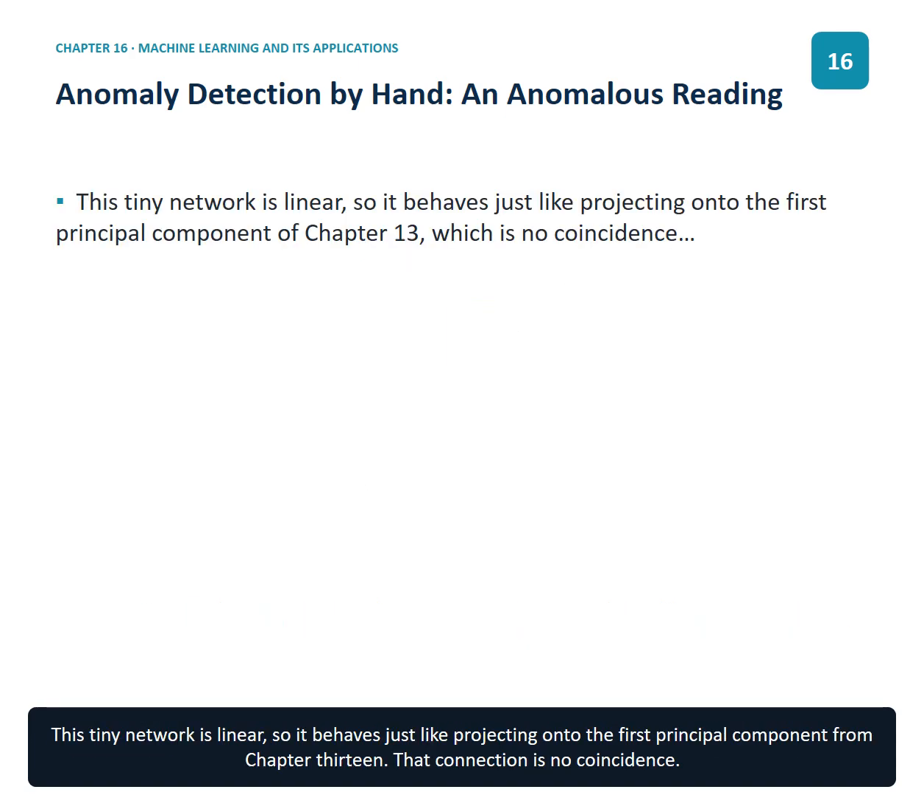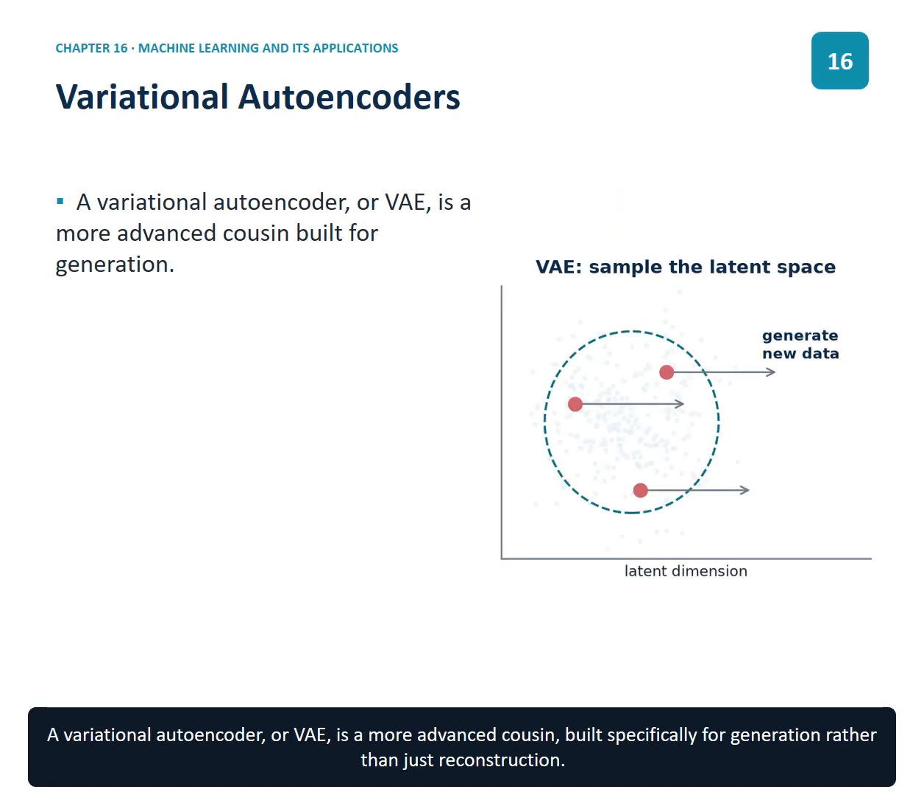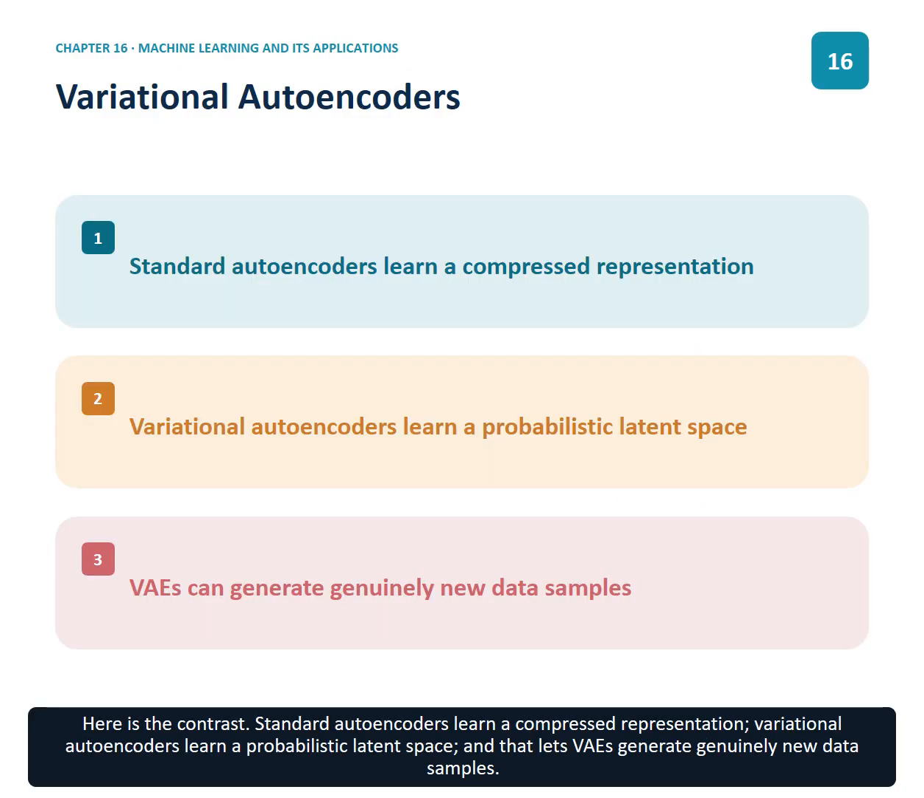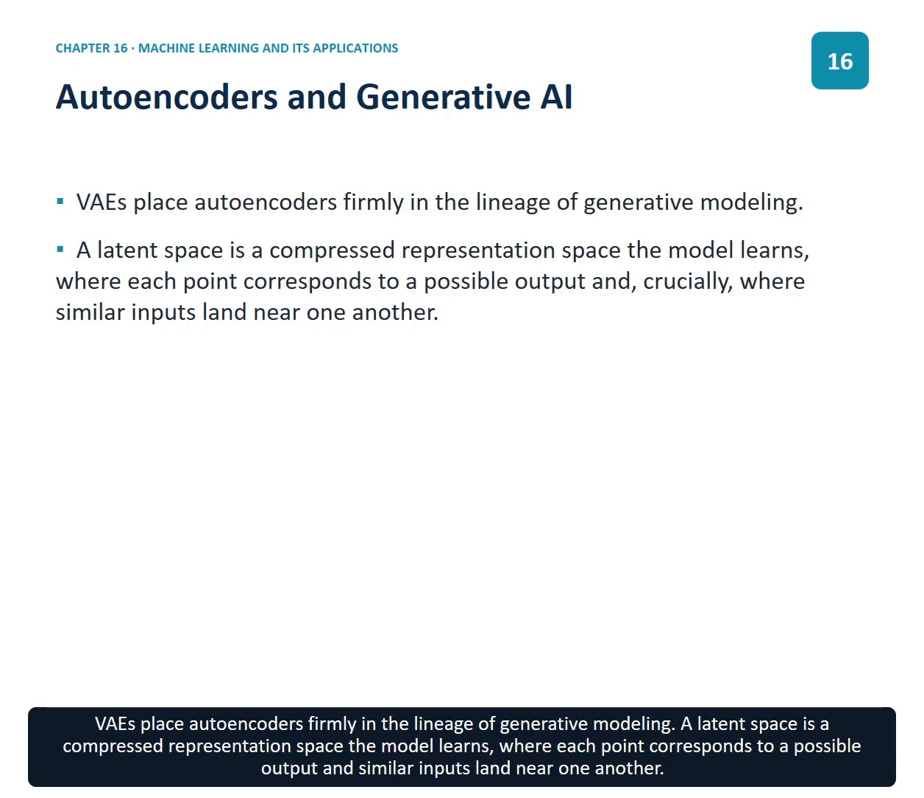This tiny network is linear, so it behaves just like projecting onto the first principal component from Chapter 13. That connection is no coincidence. A variational autoencoder, or VAE, is a more advanced cousin, built specifically for generation rather than just reconstruction. Here is the contrast. Standard autoencoders learn a compressed representation. Variational autoencoders learn a probabilistic latent space, and that lets VAEs generate genuinely new data samples. VAEs place autoencoders firmly in the lineage of generative modeling.